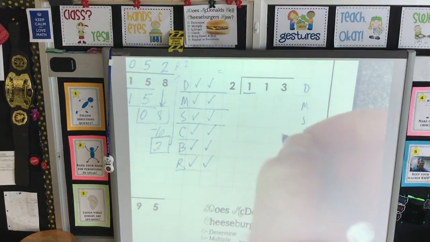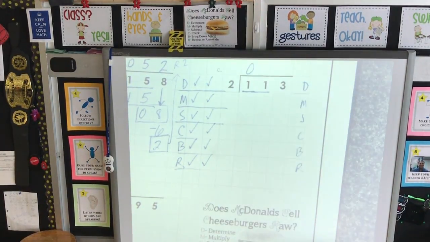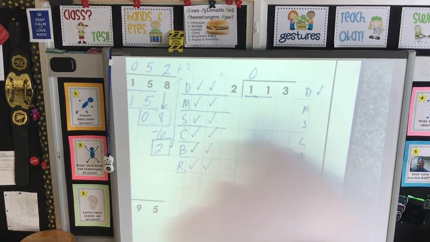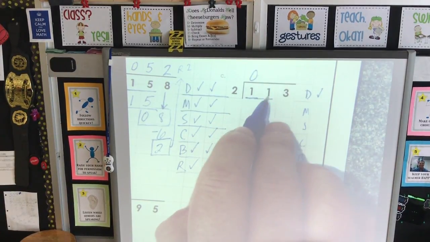What's your number? Go ahead, Riley. 0. So let's join it together with the next place value. Determine again. Put your check mark. Ready, set, go. Determine 2 times what gets me close to 11 without going over.